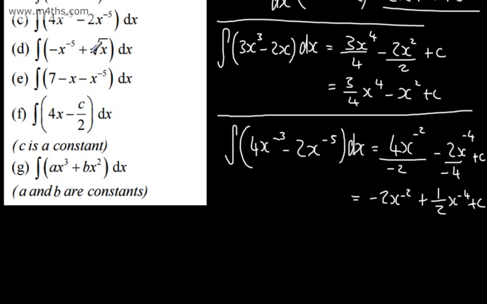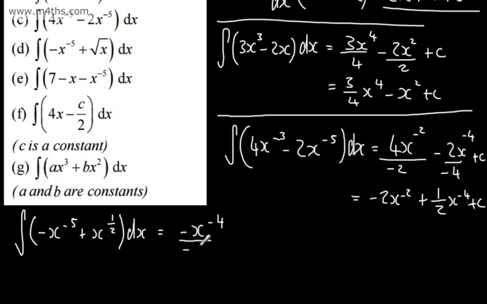Okay, the next one here, question D, we've got to deal with this root x. We've seen in previous units that the root of x is x to the half. So we're looking at the integral of -x to the power of -5 plus x to the power of 1/2, and we're integrating with respect to x. So we'll get -x to the power of -4 divided by -4, plus x to the power of, we're going to add 1.